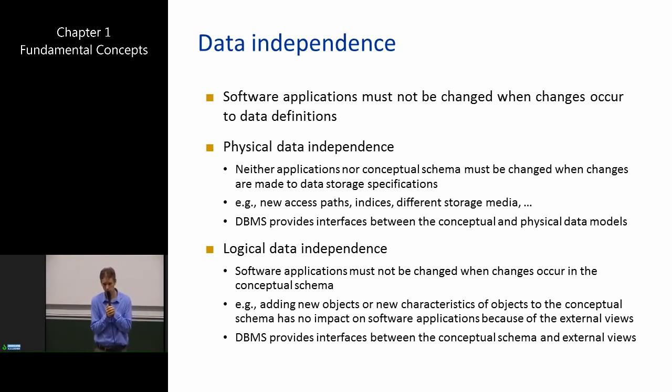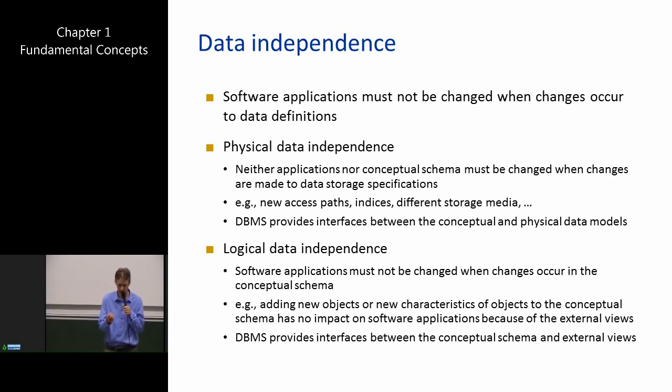You're actually storing information instead of in Brussels, you decide to store information in Brussels and New York because that may speed up your applications. That's a physical data change, but it could also involve the definition of a new access path, a way of accessing the data. It could also involve the definition of a new index. An index is like a fast way to find information. It could also involve different kinds of storage media. Maybe at some point you decide to store information in the cloud, for example.